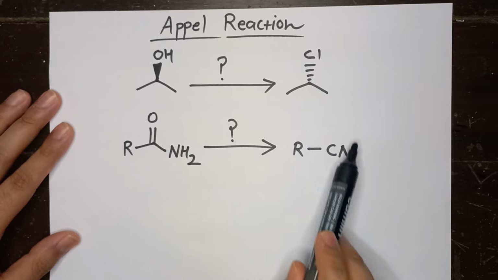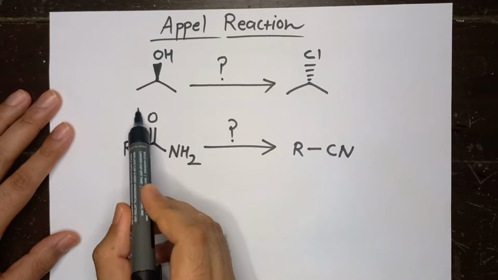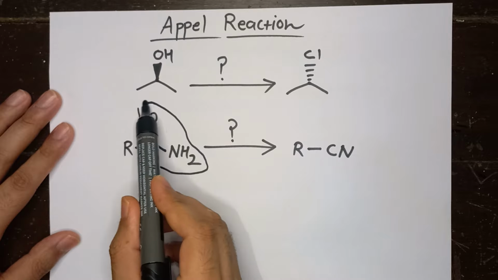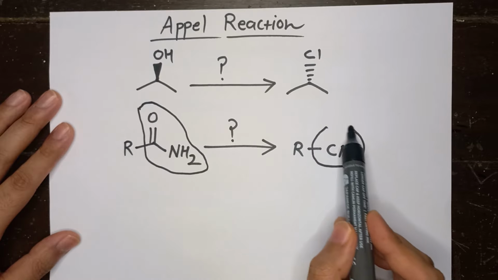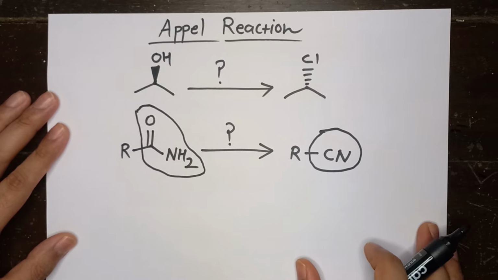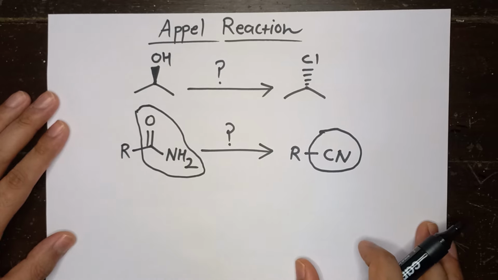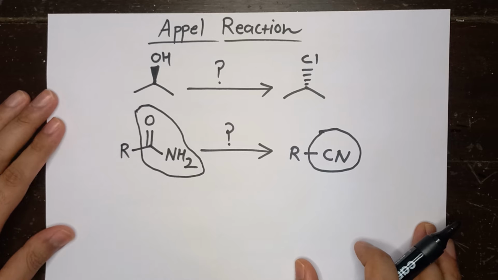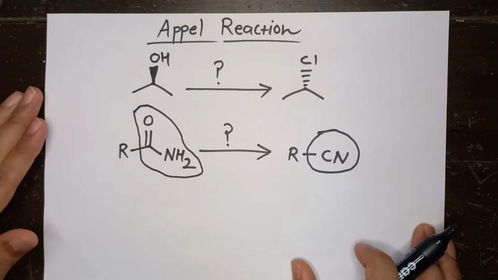The second question for you is I want to convert my amide functional group into a nitrile functional group in a single step. So this is what we call the Appel reaction. So now let's go ahead and discuss the Appel reaction, its reaction mechanism, and some practice problems as well.